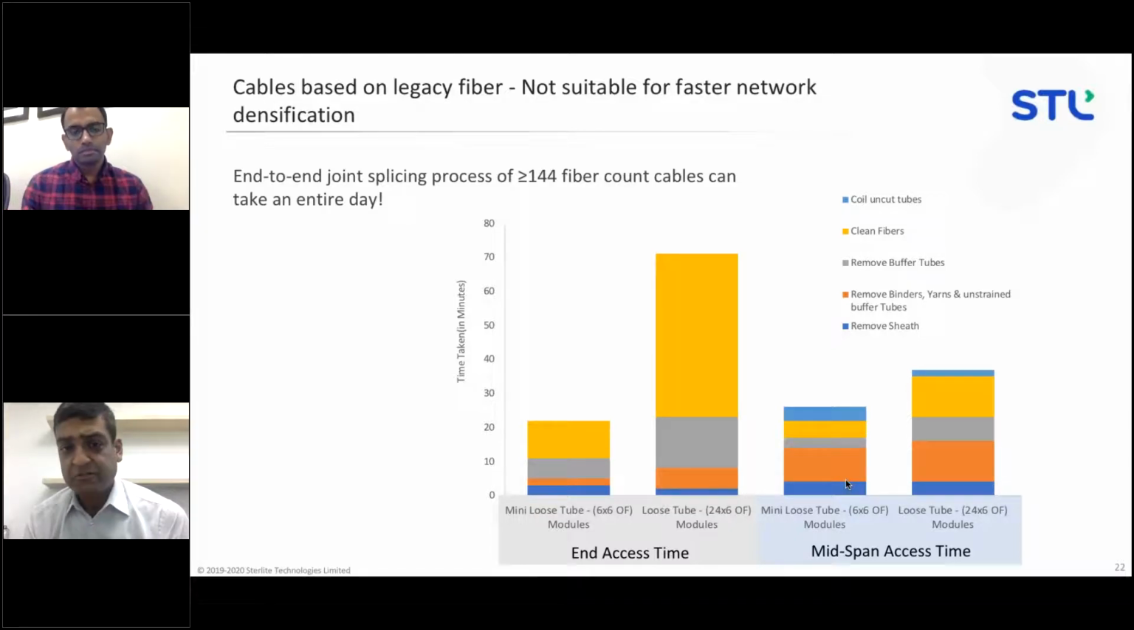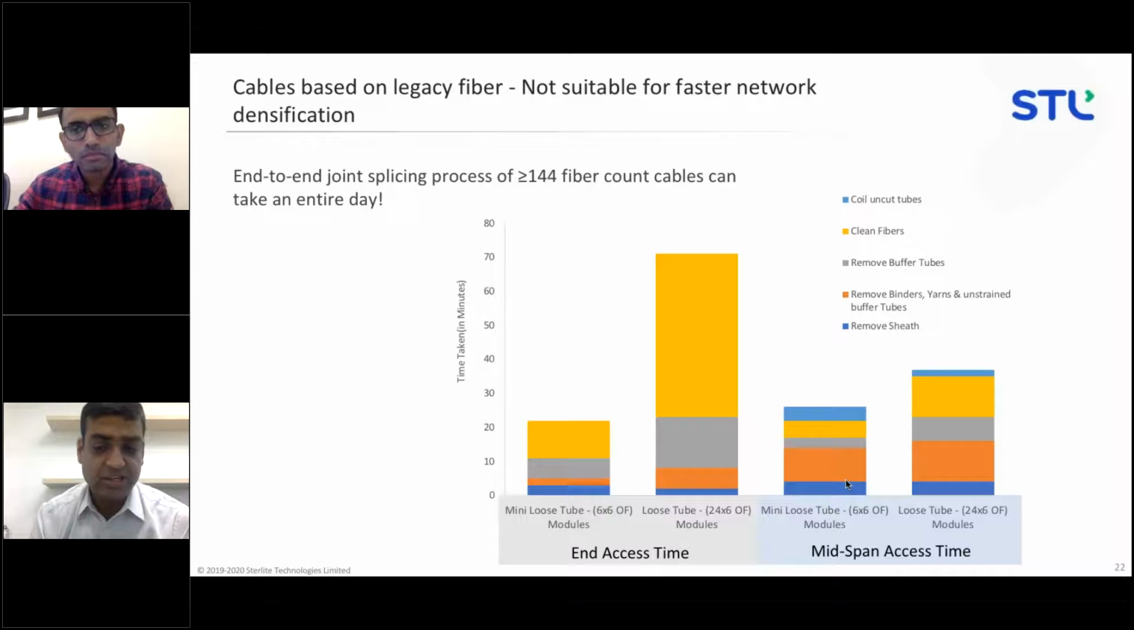the joint splicing of cables takes a very, very long time. And what's shown over here is typically the way an installer spends a lot of time at different aspects, whether it's a mini loose tube or a loose tube, and whether it's the preparation at the end or not. Now, all of this is something which can be significantly improved with bend-insensitive fibers.